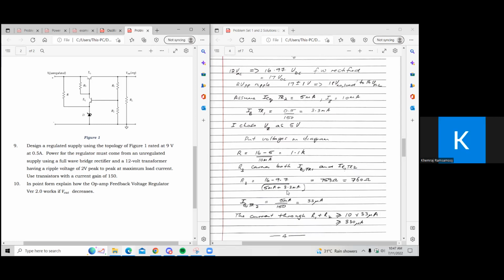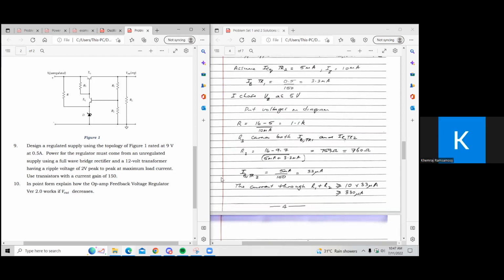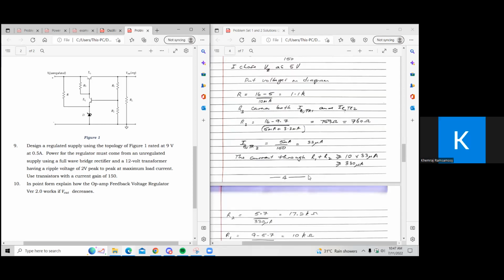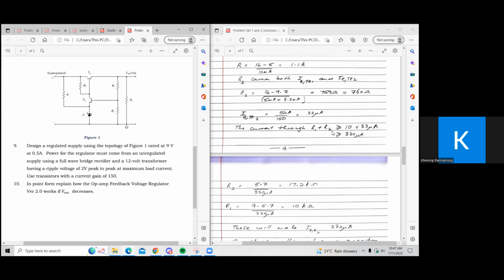This is TR1. So IB is equal to 5 milliamps over 150 for the gain, which is 33 microamps. The current through R1 plus R2 will be about 10 times that. You remember this from your normal H biasing in your transistor. That's how I get the two values of the resistors.